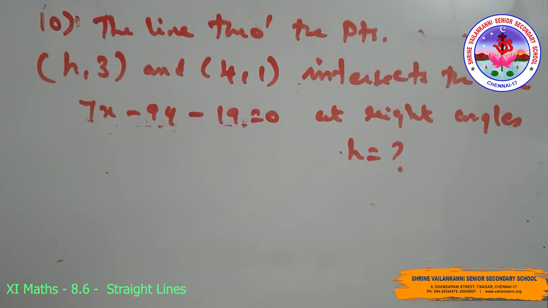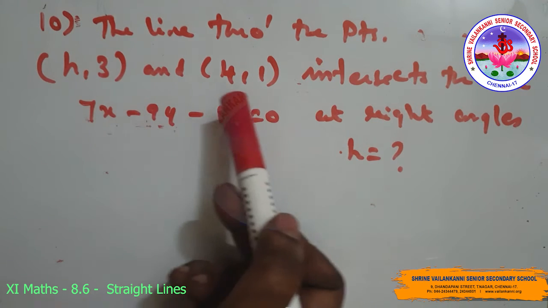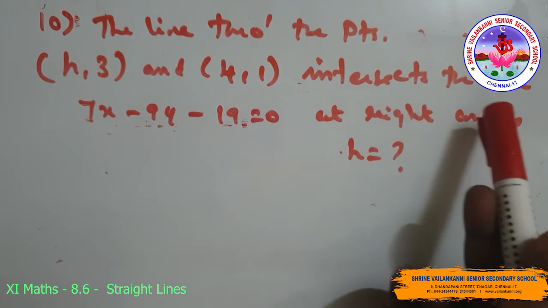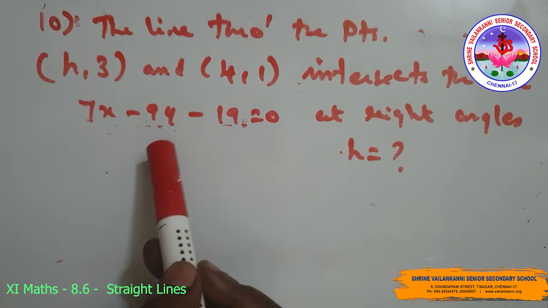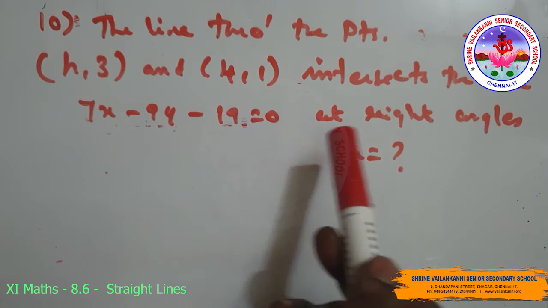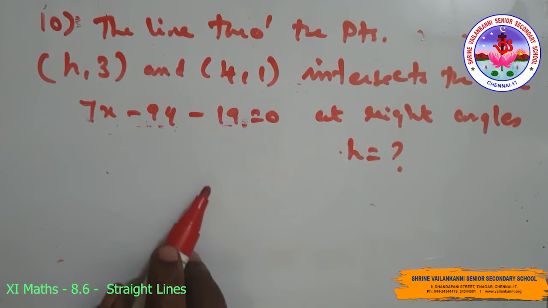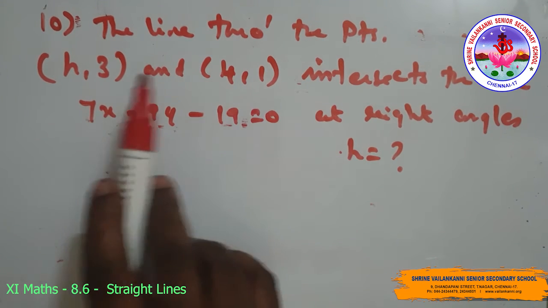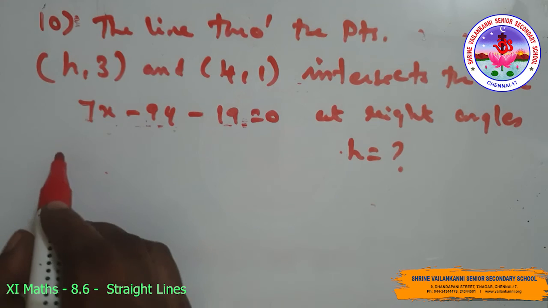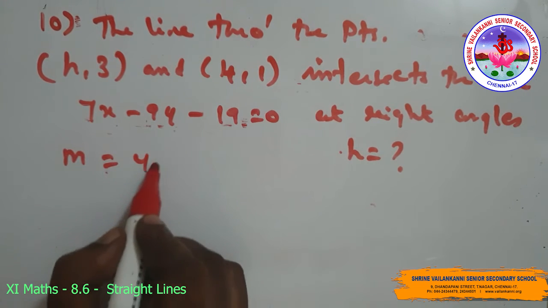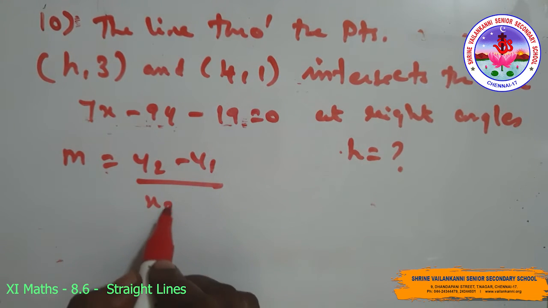10th question, the line through the points h, 3 and 4, 1 intersects the line 7x minus 9y minus 19 equal to 0 at right angles. Find the value of h. We can use the product of slopes equal to minus 1, that is, the slope of two perpendicular lines. First we'll find the slope of the line passing through 2 points h, 3 and 4, 1 using the formula y2 minus y1 by x2 minus x1.